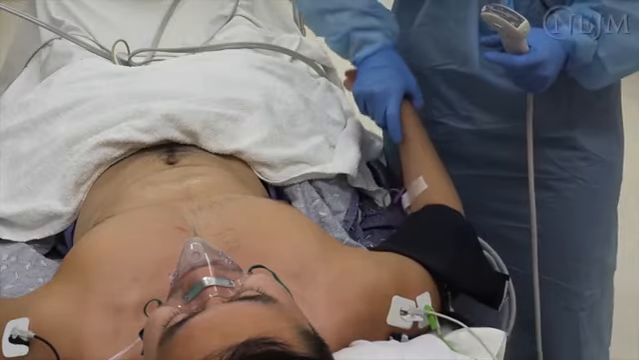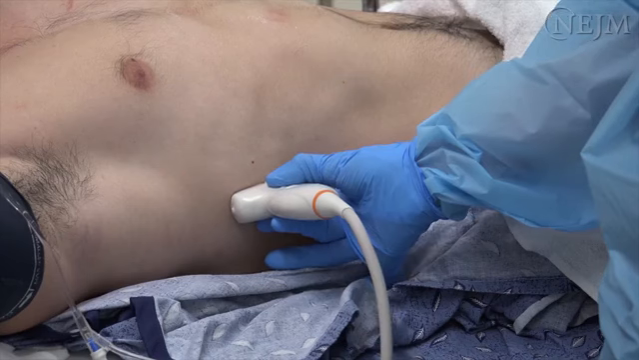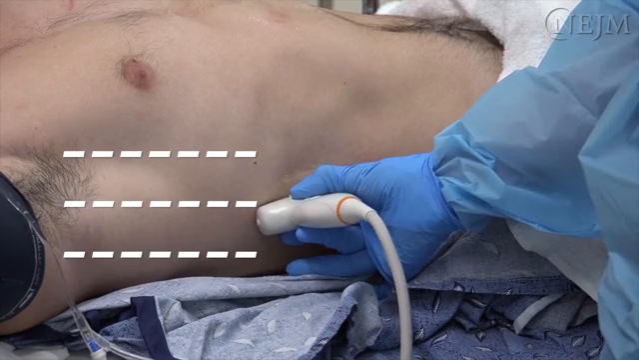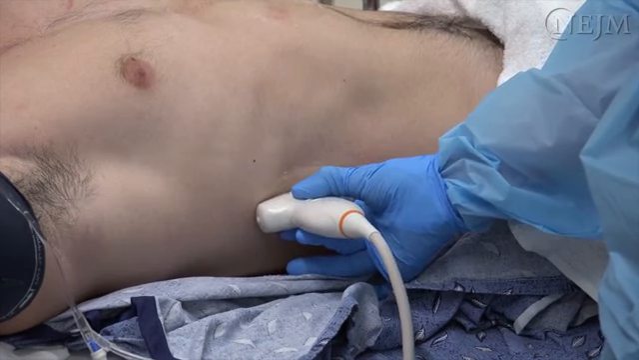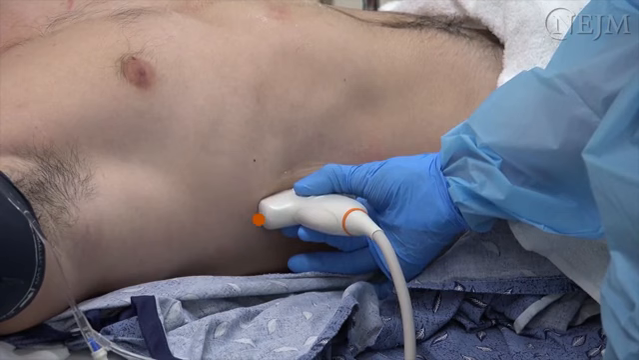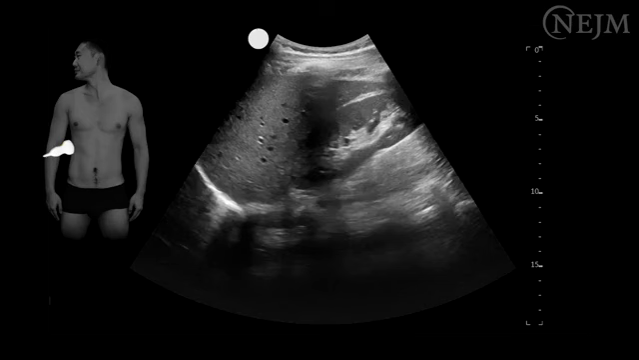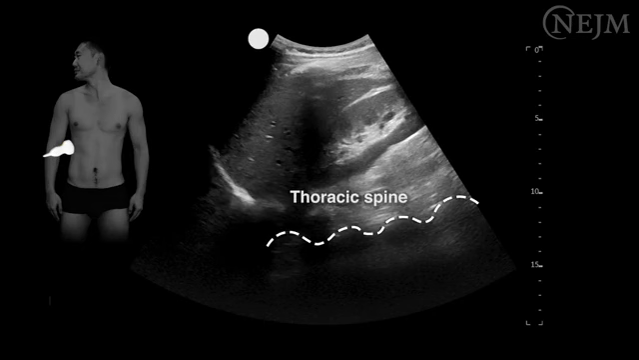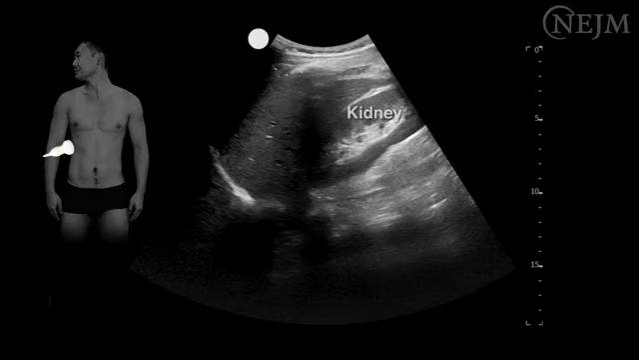To obtain an image of the right upper quadrant, place the curvilinear probe along the space between the right posterior axillary line to mid-axillary line at the level of the 8th to 11th intercostal spaces. Position the probe in the coronal orientation with the indicator pointing toward the patient's head. Locate the diaphragm, the thoracic spine, the liver, and the right kidney.